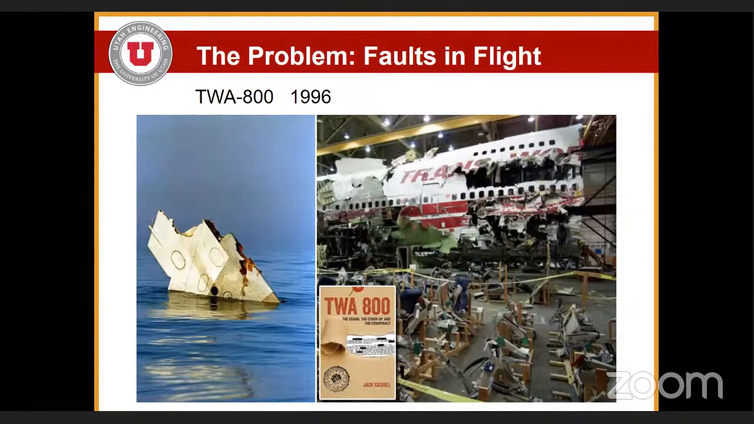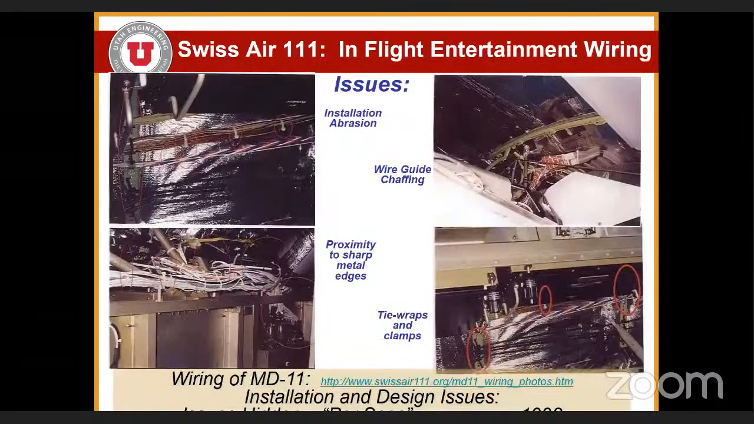Swissair 111 is another of these examples. In this case, it was the in-flight entertainment system, so it wasn't even one of the most extreme systems on the plane. These wires were installed as expected. However, one of them chafed and frayed, resulted in a small spark, which became a larger fire and conflagration. So these are the sorts of problems that are very serious.